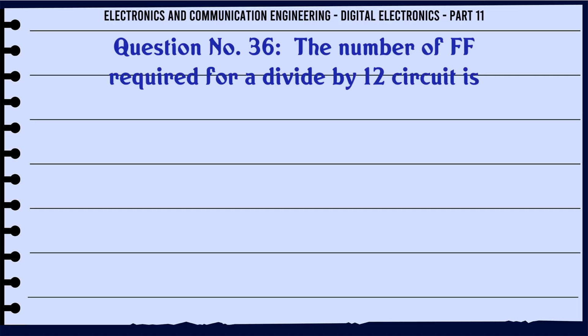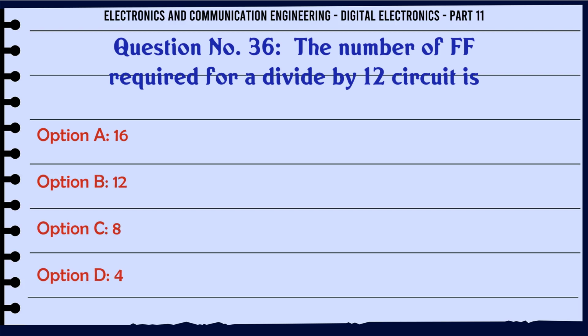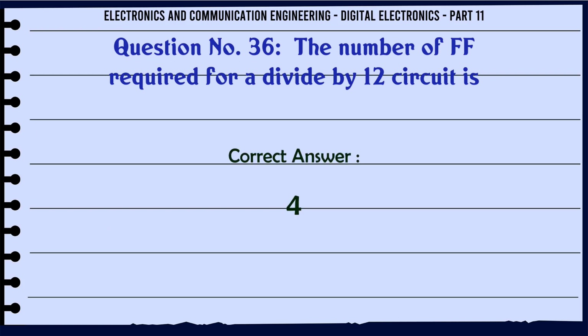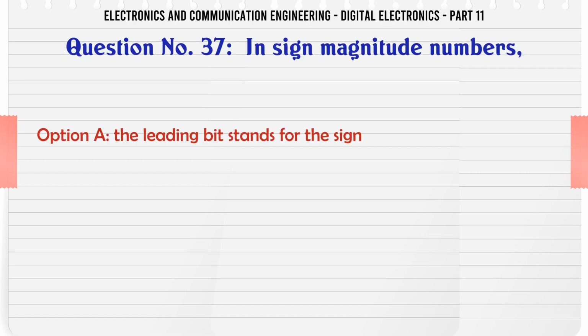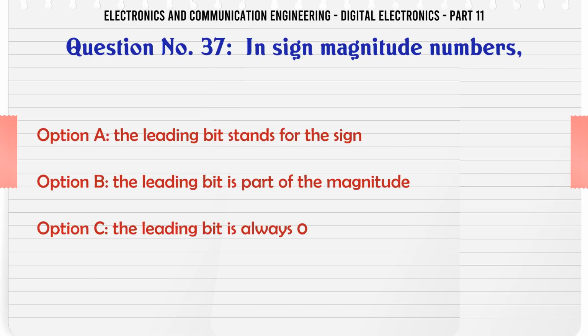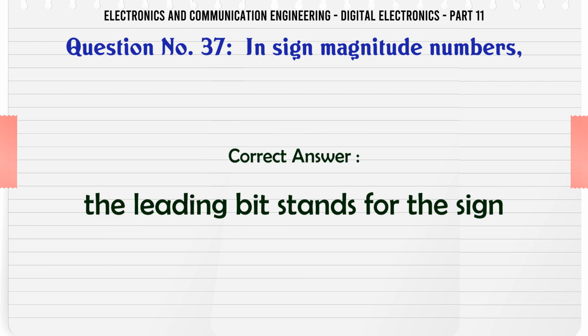The number of FF required for a divide by 12 circuit is A. 16, B. 12, C. 8, D. 4. The correct answer is 4. In sign magnitude numbers, A. The leading bit stands for the sign, B. The leading bit is part of the magnitude, C. The leading bit is always 0, D. The leading bit is always 1. The correct answer is the leading bit stands for the sign.